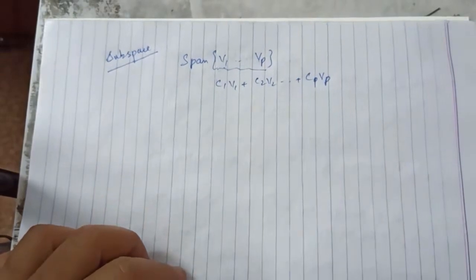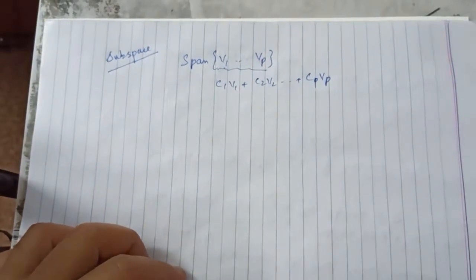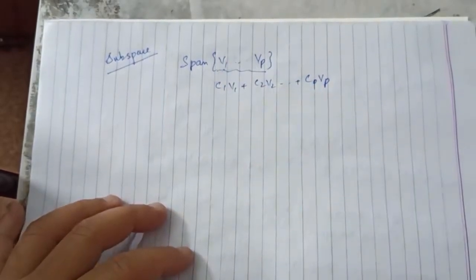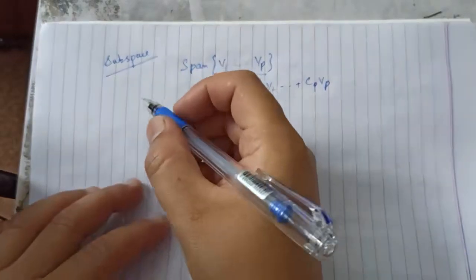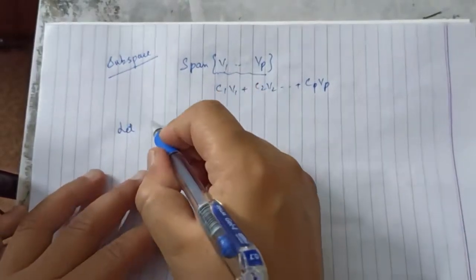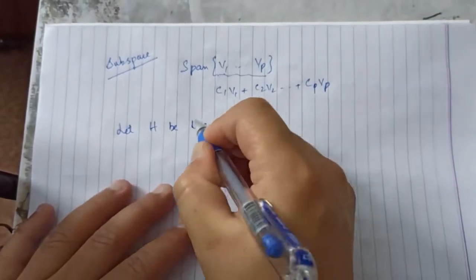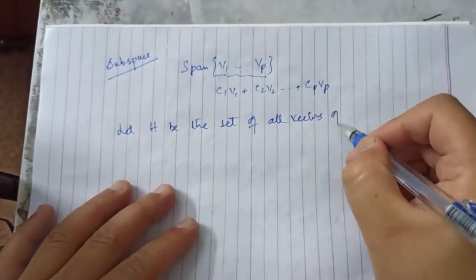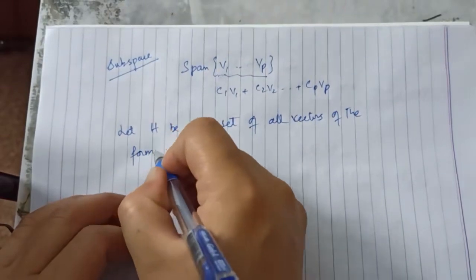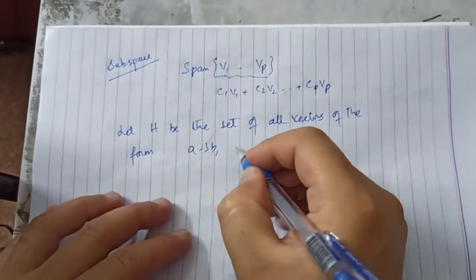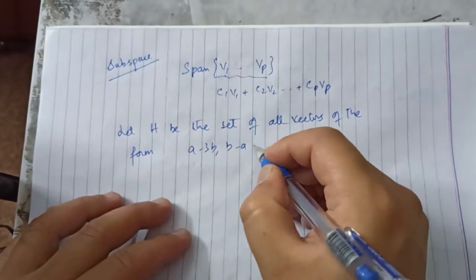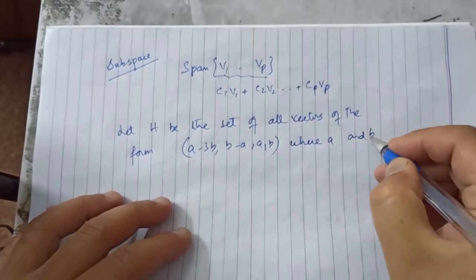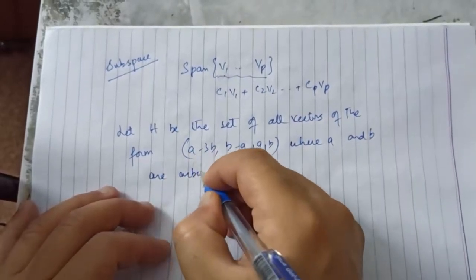Now generally, so let's do an example. Let H be the set of all vectors of the form (a minus 3b, b minus a, a, b), where a and b are arbitrary scalars.